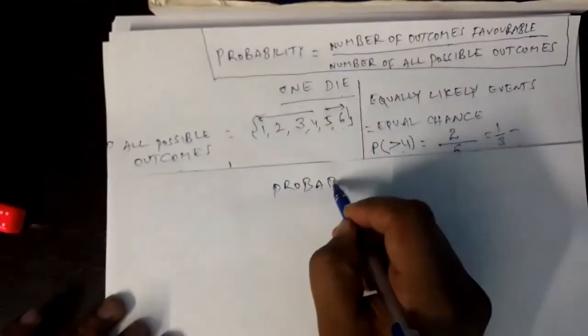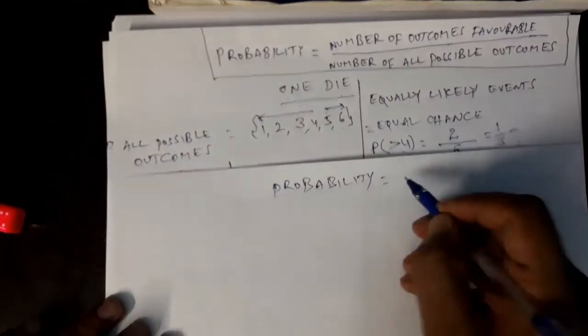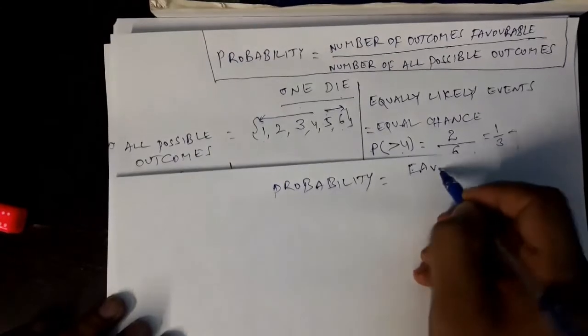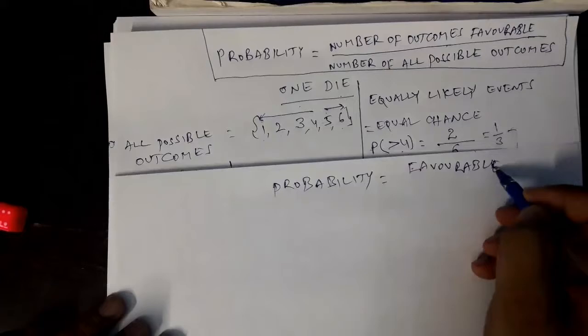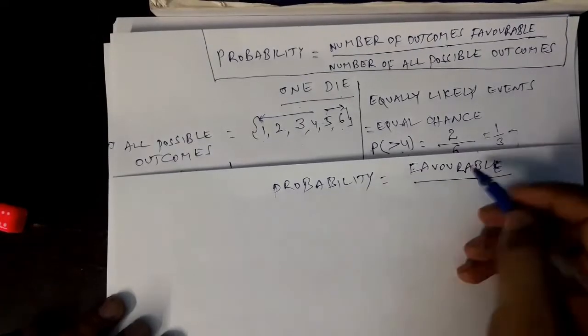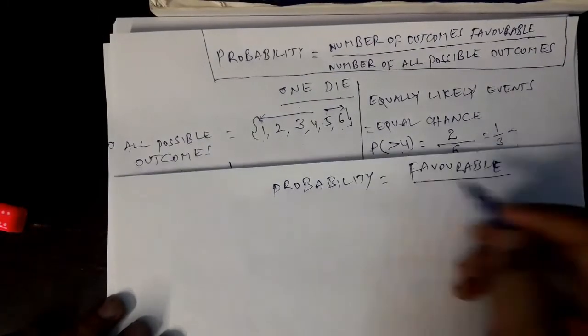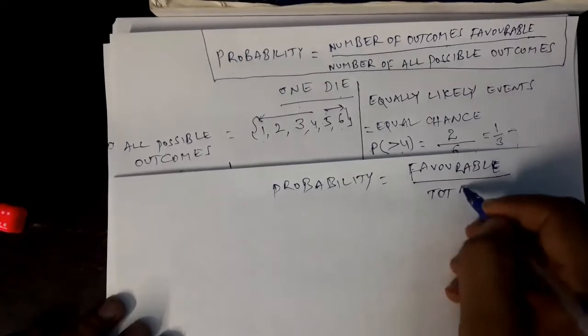Throwing one die, I am asking you, of course, what is the probability? Probability is favorable by total. I would like to write it any number of times because this is the only formula we are using all the time, right? Favorable by total.